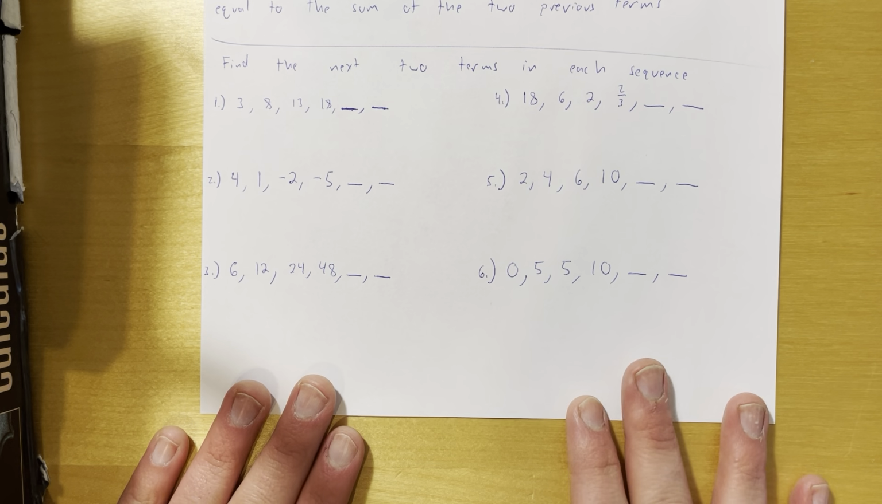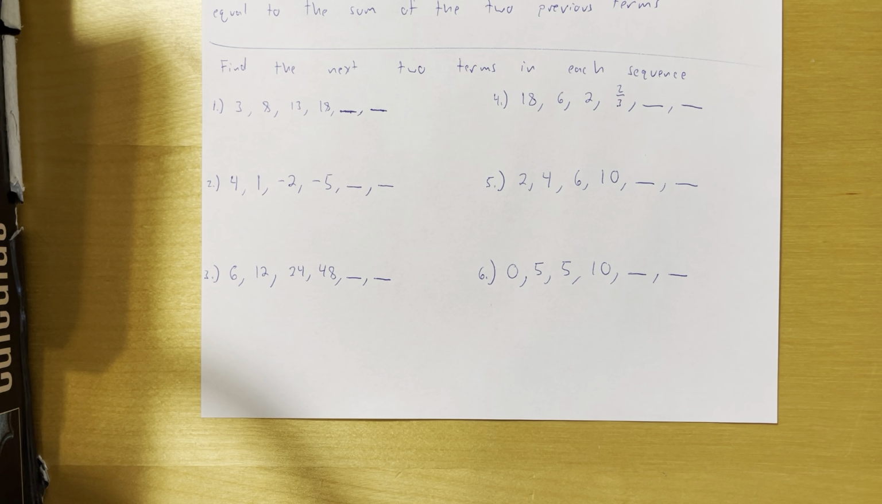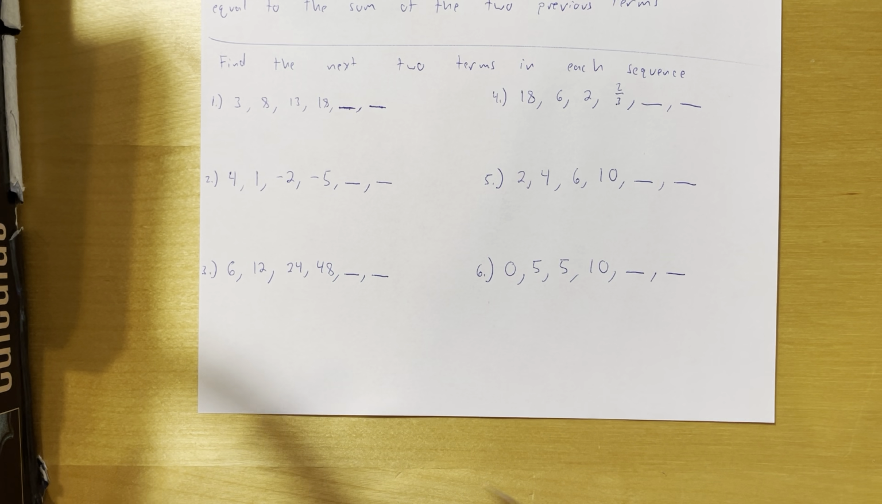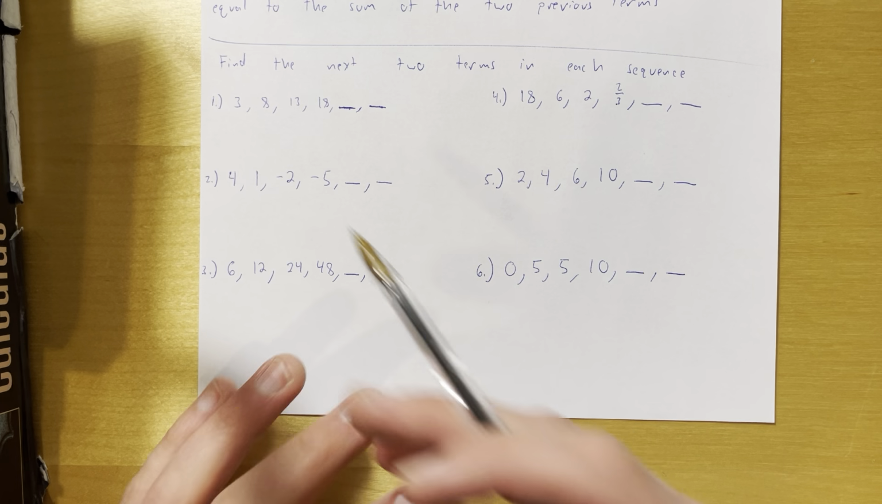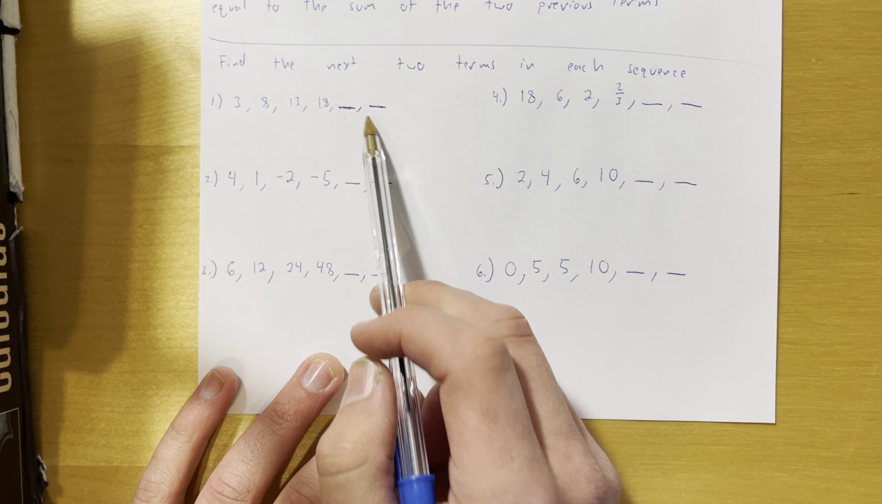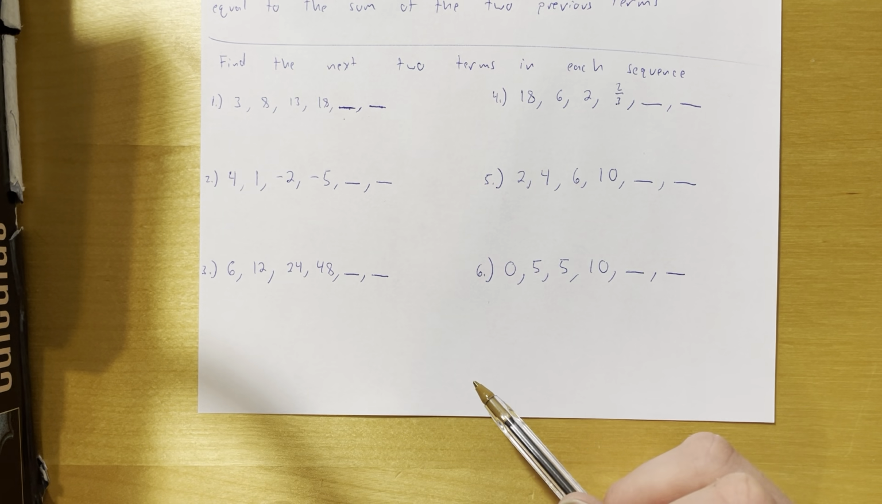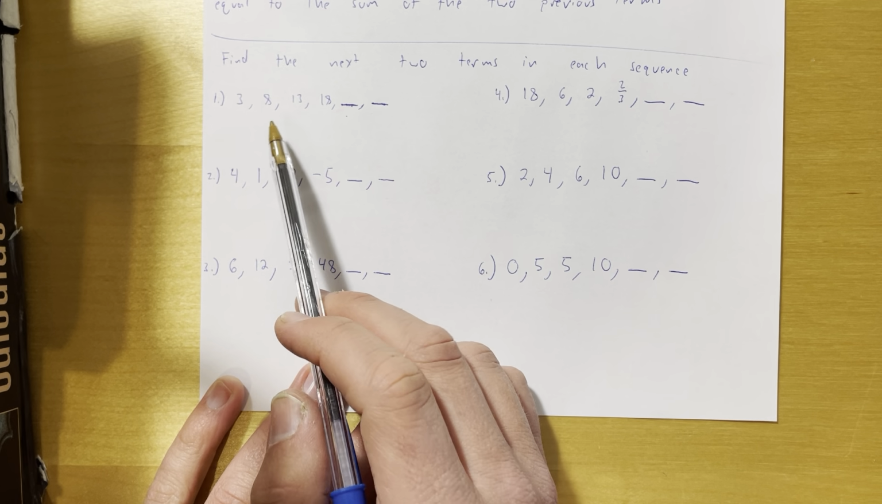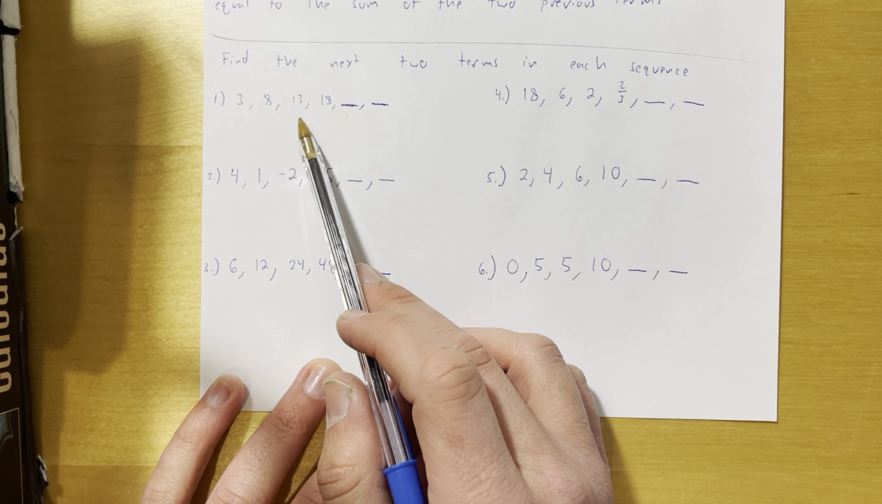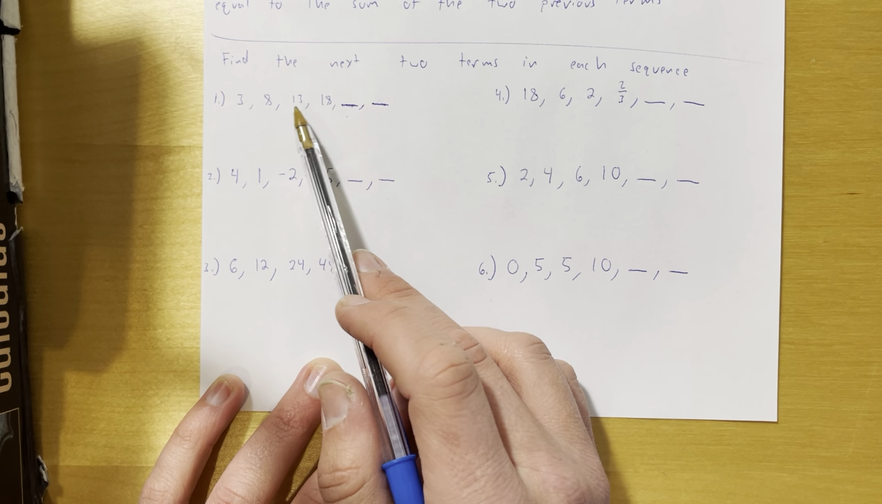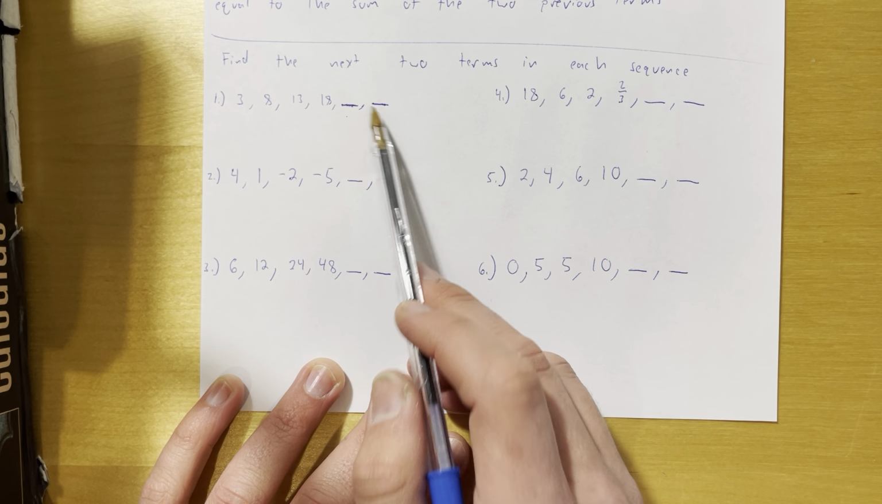So we're going to work through 6 examples here, and I'm going to verbally identify whether they're arithmetic, geometric, or Fibonacci-like, and then I'm going to work out the next 2 terms in each sequence once we've determined that. So let's start with this one. 3, 8, 13, 18, and then I need the next 2.